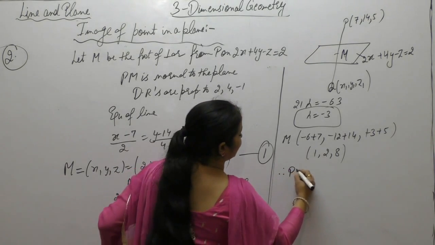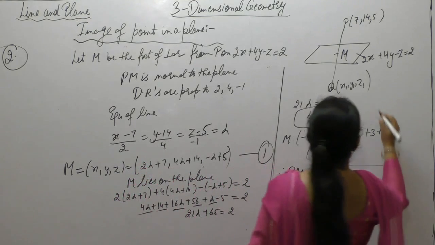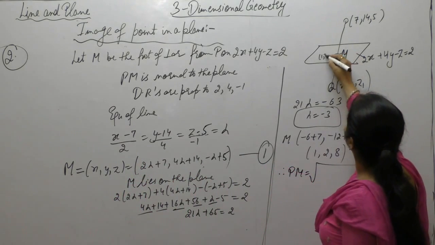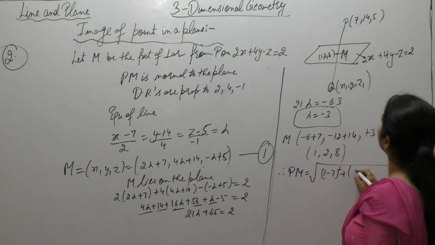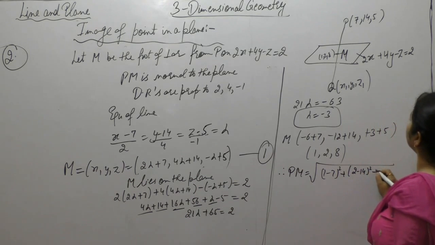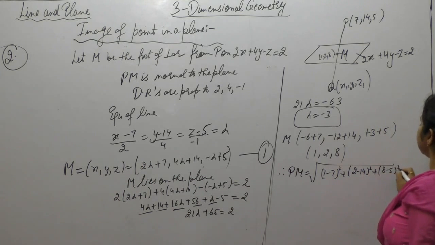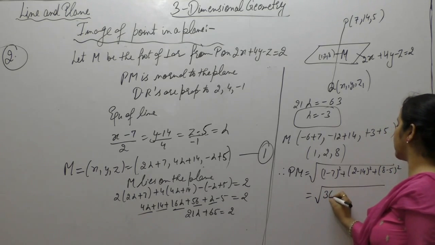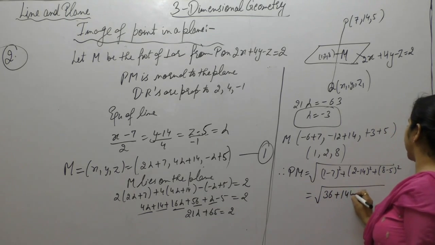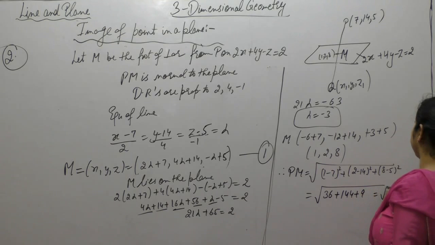Now we want to find the length PM by using the formula: square root of (x2 - x1) squared, (y2 - y1) squared, (z2 - z1) squared. 7 minus 1, 6 square, 12 square, 3 square.